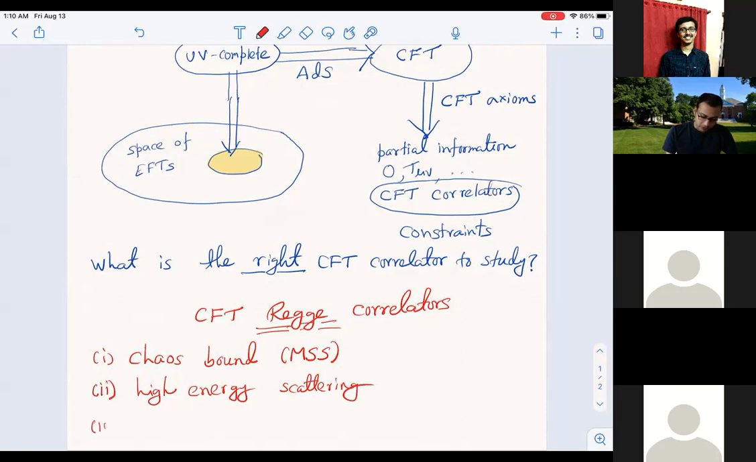And the third point is, it is also known that Regge correlators obey some very nice analyticity and positivity conditions. That provides us with a certain amount of mathematical control. So this is something nice to study.